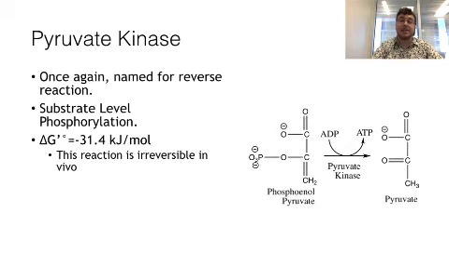The 10th and final step is catalyzed by pyruvate kinase. Once again, this is named for the reverse reaction, which was discovered in vitro. This step creates another ATP molecule via substrate-level phosphorylation, and once again, for each glucose, this will have to occur twice. This is extremely favorable and considered irreversible.